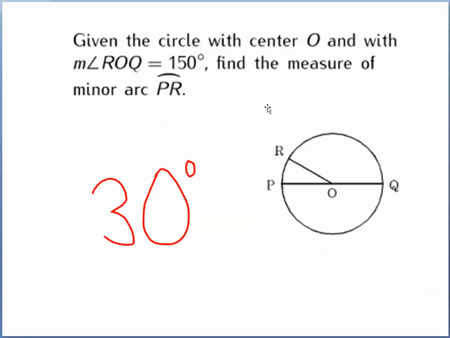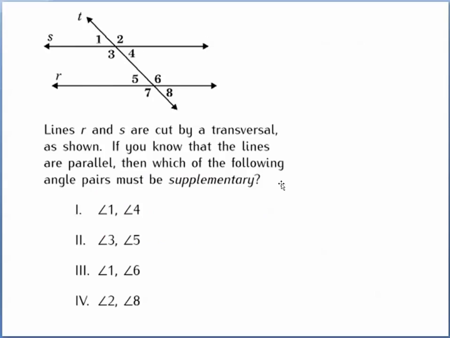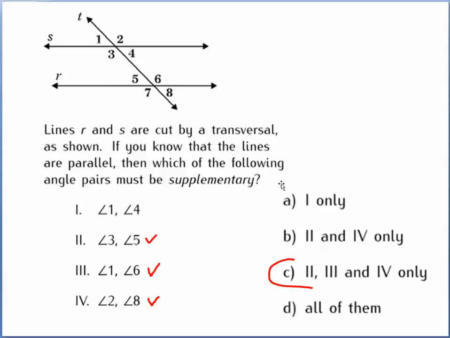Okay, let's see how you did. If you got 30 degrees, great. Here we have a line that is the diameter, and it is 180 degrees, so this arc right here is 180 degrees. If we subtract 150 off of 180, that would leave us with 30 degrees left over. All right, these two lines S and R are parallel. See if you can determine the answer to the question.